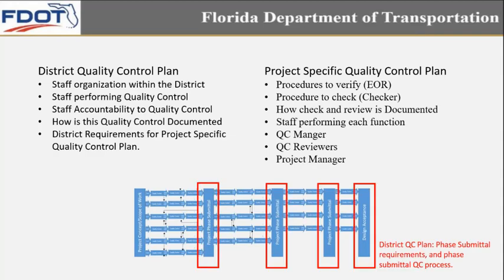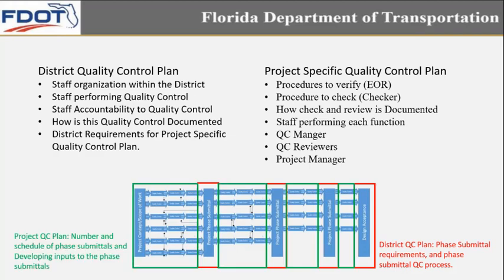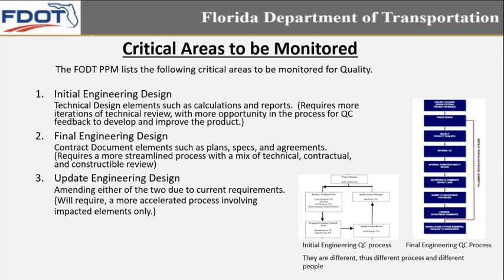And I kind of have highlighted there, usually your district QC plan is a little bit more focused on the phase submittal requirements and the phase submittal process, whereas your project-specific QC plan more talks about the number and the schedule of phase submittals and developing the inputs into those phase submittals. And critical areas to be monitored. FDOT PPM lists the following critical areas to be monitored for quality.